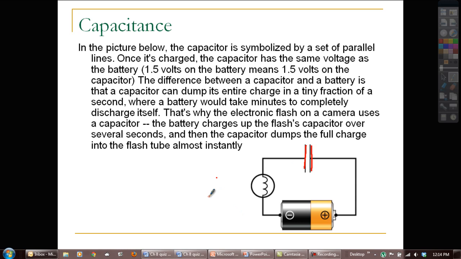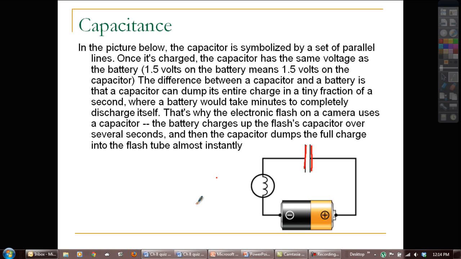Now, once it's connected to the battery, it'll start charging. And once it's charged, the capacitor will have the same voltage as the battery. So 1.5 volts on the battery means 1.5 volts on the capacitor. Most batteries are like 1.5 volts. The difference between a capacitor and a battery is that a capacitor can dump its entire charge in a tiny fraction of a second. So it can just get rid of all that charge it has in a second, whereas a battery can't.